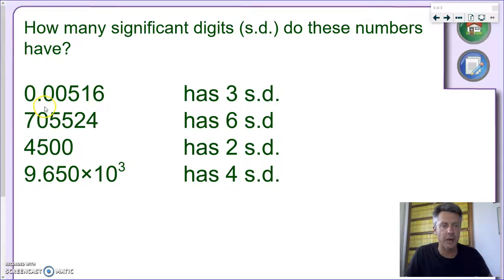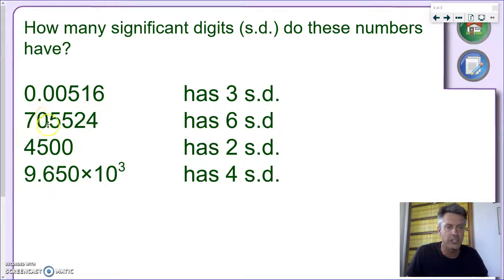Let's start with the first number, 0.00516. This has three significant digits. If you remember rule number 2, zeros placed before other digits are non-significant. So the only significant digits are 516. How about the second number? This one has 6 between the others.